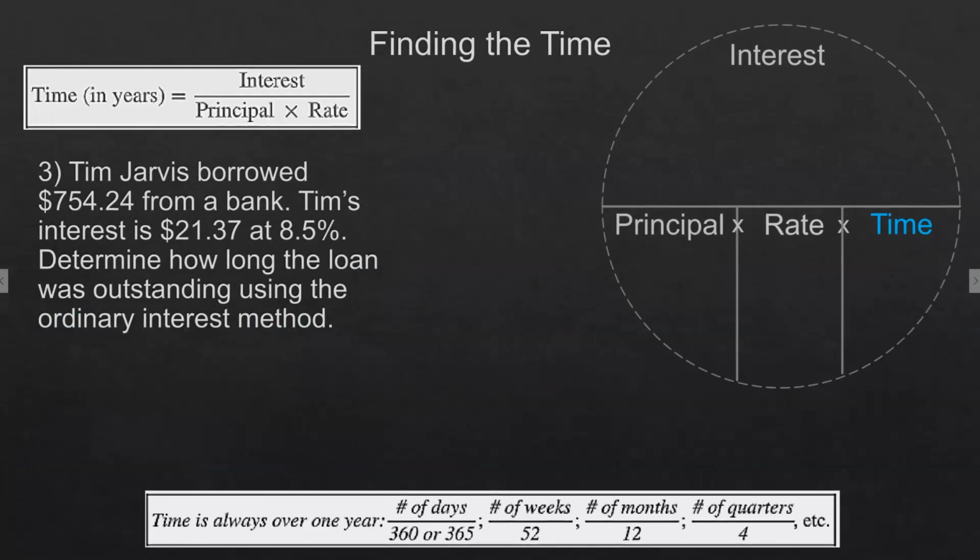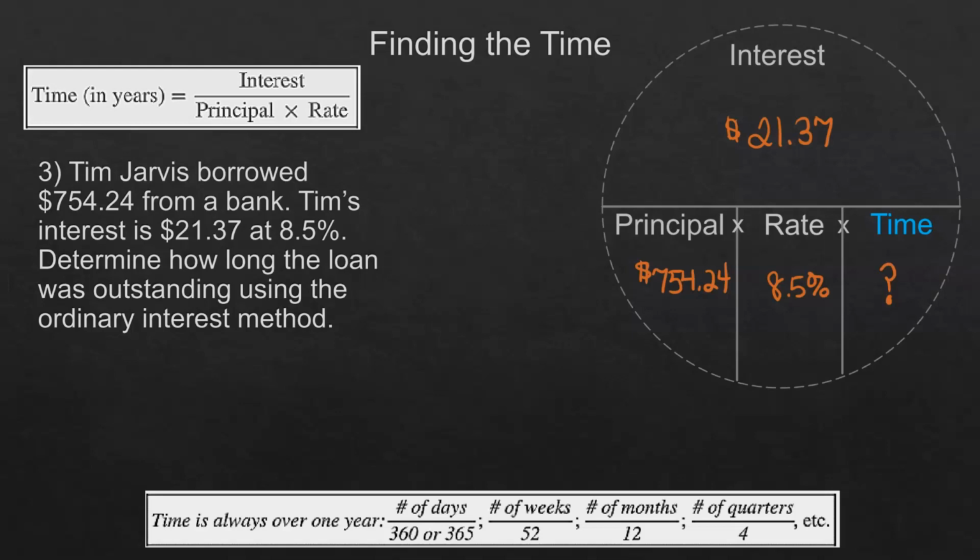Here's our next example. Time is the one that I feel like might be the trickiest one because you have to do an extra calculation to get your actual time, and the number that you get looks a little weird when you first see it. So we're looking for the time this time. We're given the principal amount. We're given the rate. We're looking for the time.